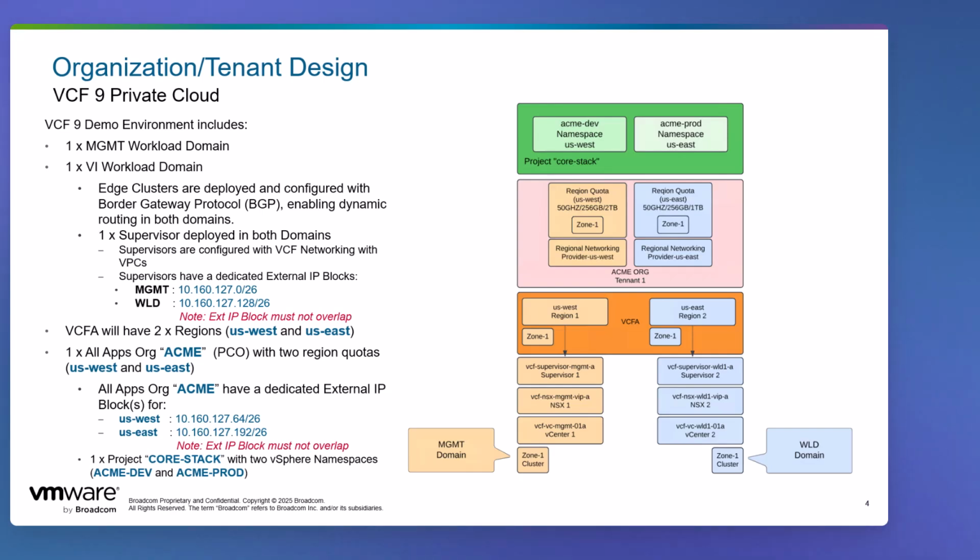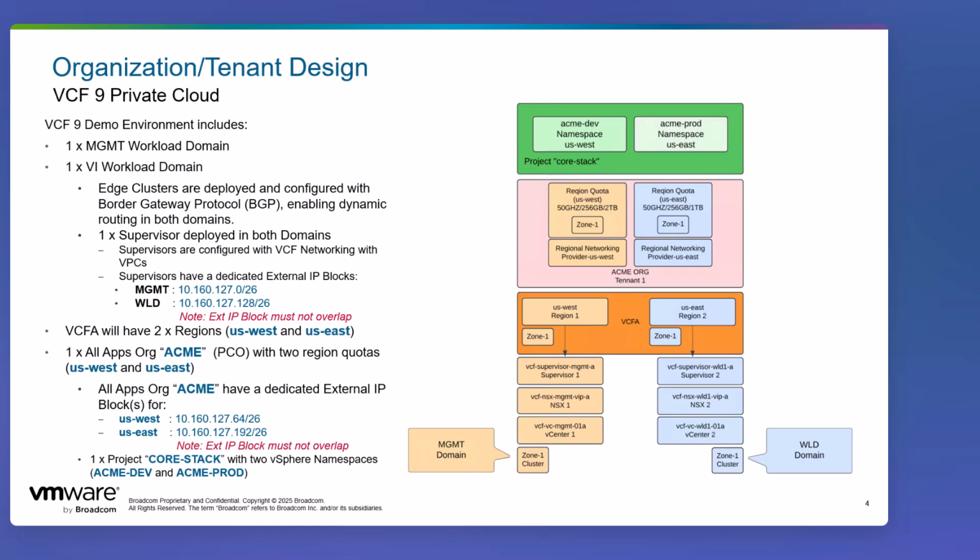Across the two domains and on top, we have VCF Automation, which we have configured with two regions. Region US West includes the supervisor in the management domain, and region US East includes the supervisor in the virtual infrastructure workload domain. Within VCF Automation, we also enabled the provider consumption org that we called ACME. ACME is an all-apps organization that is configured with two region quotas, one coming from each of the regions, US West and US East. Also, the all-apps organization ACME is configured with dedicated external IP blocks for external connectivity for each of the regions. All the external blocks do not overlap with each other.